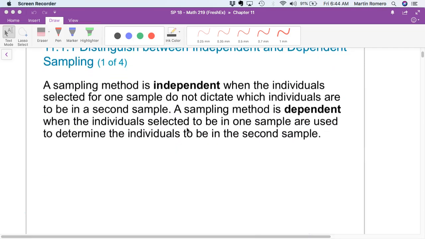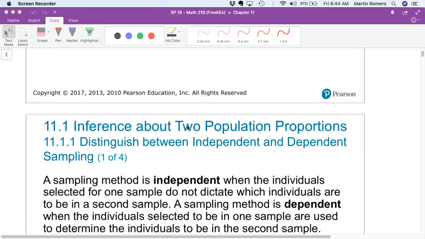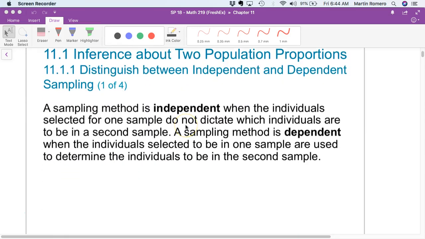And then the first set of notes you would put is this idea of a sampling method. And so in this section, we're doing independent sampling of two proportions. And so we just have to distinguish between the terms independent and dependent, which we've had with variables. Now we're talking about independent and dependent sampling. A sampling method is independent when the individuals selected for one sample do not dictate which individuals are to be in the second. So we're going to compare two samples, and how you choose them, they're not dependent on each other.